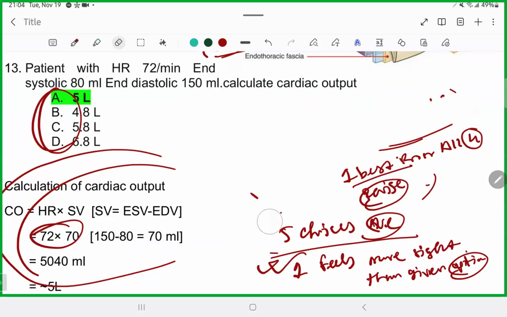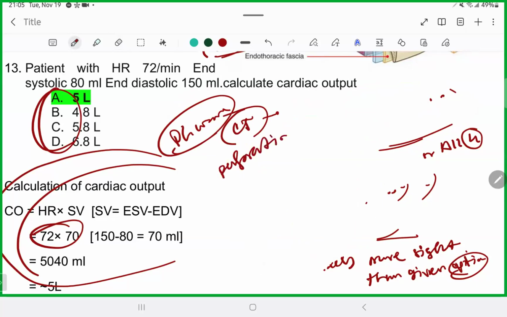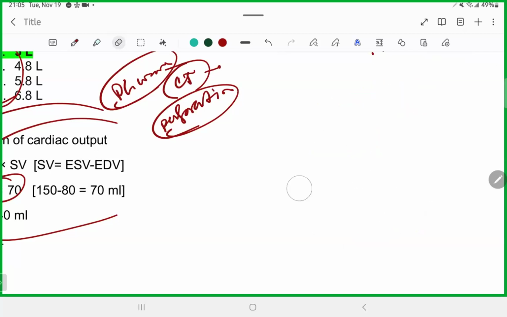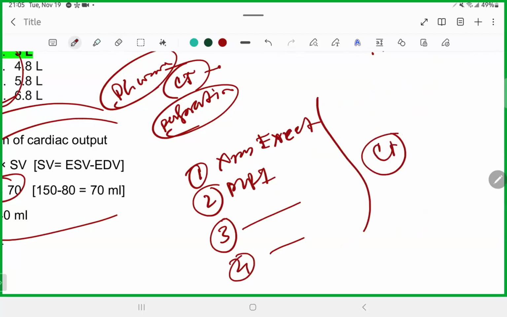Okay, let me give you an example. A pregnant woman with abdominal perforation needs a CT. You know, CT is the best thing to do. But in your choices, you have erect X-ray abdomen, you have MRI, you have other choices, let's say. But CT is the best option. We have studied it. But you don't have it here.